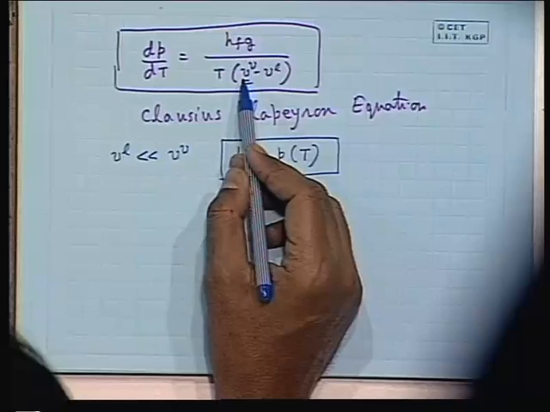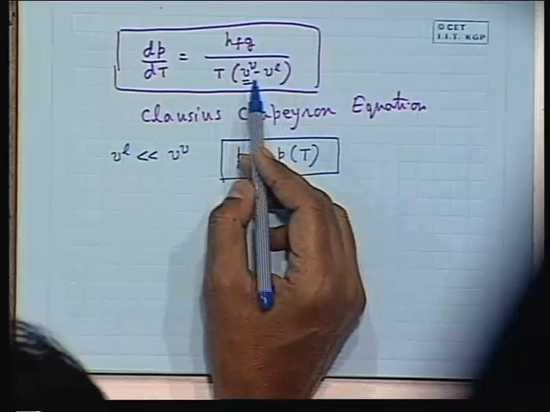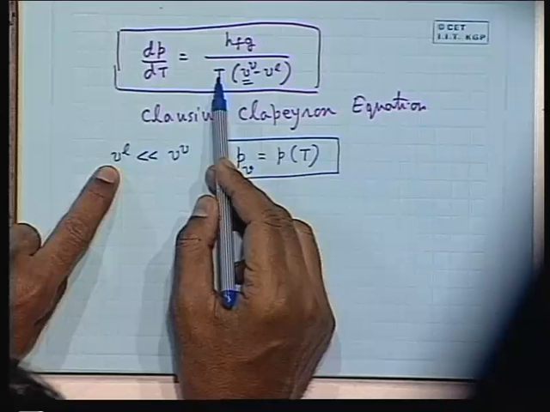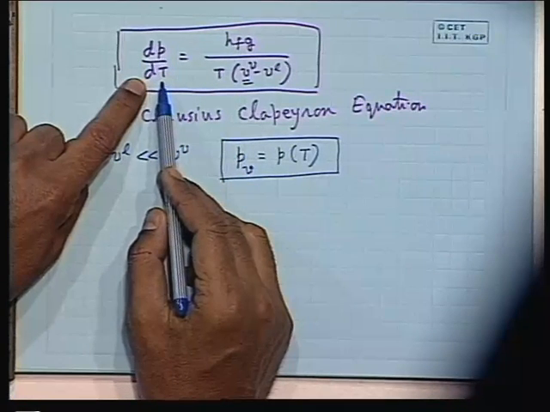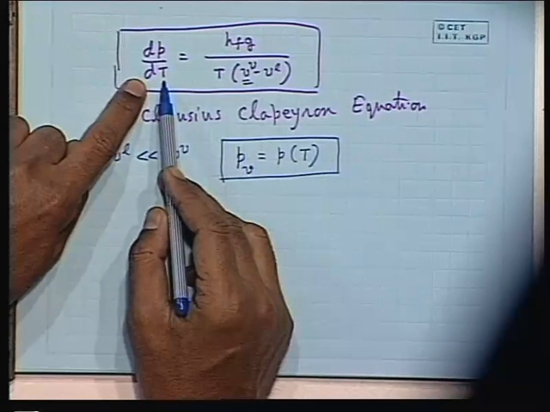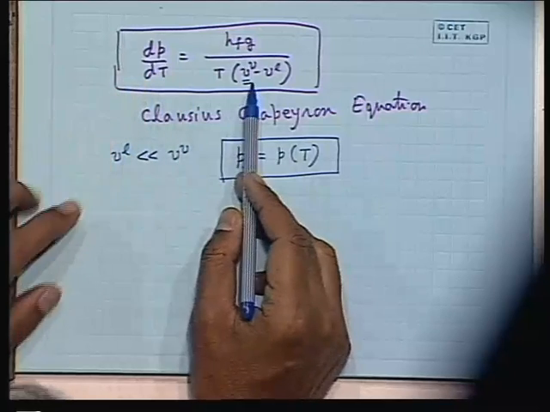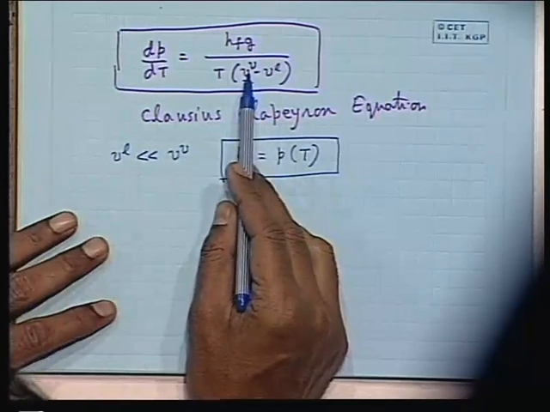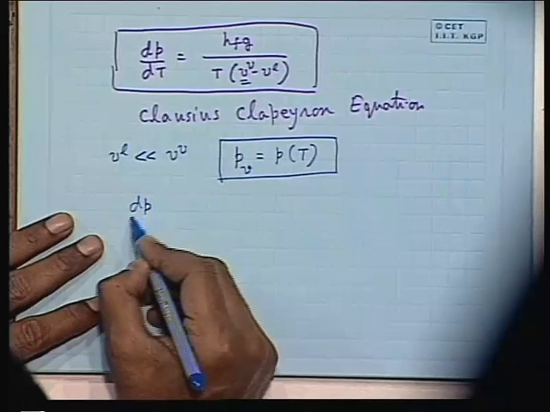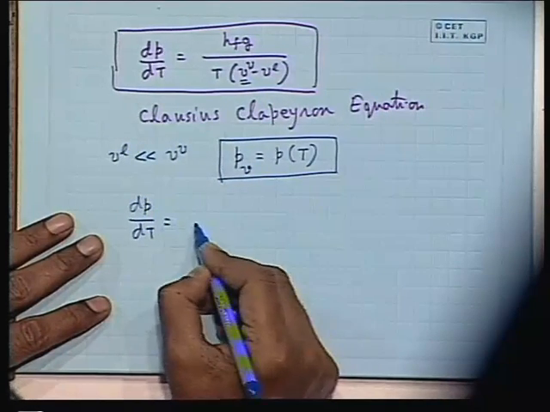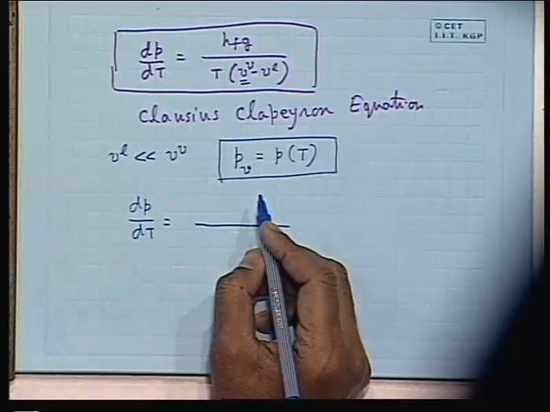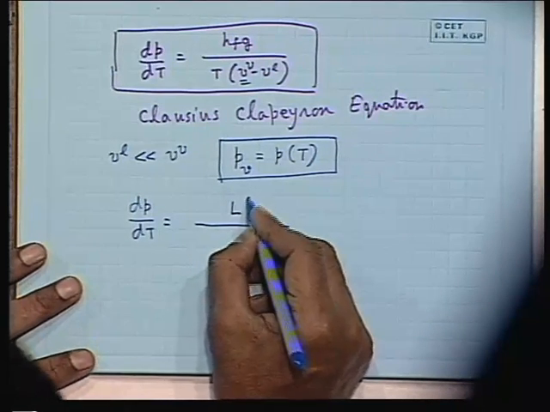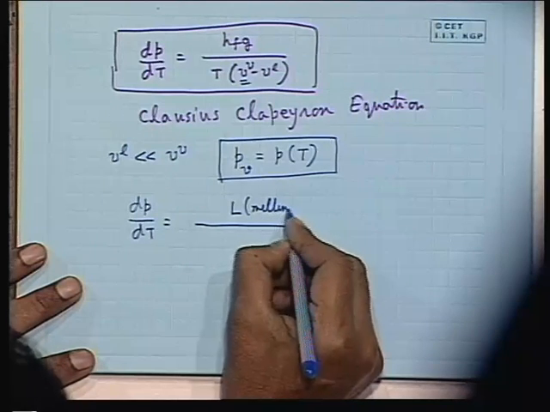Now you see here, in case of liquid-vapor transitions, VV is always higher than VL, hfg is a positive quantity, T is a positive quantity, so dP by dT is positive. That means pressure changes with the change in temperature. In case of solid-liquid transitions, that means melting or freezing, this equation can be written with hsf, that means I can write the latent heat for melting.